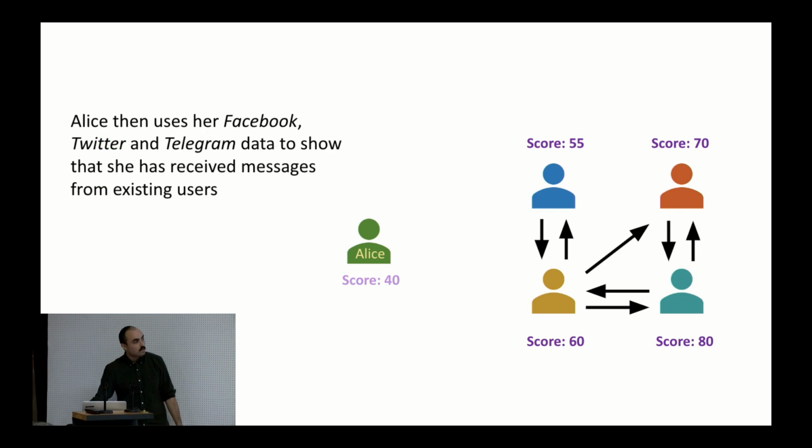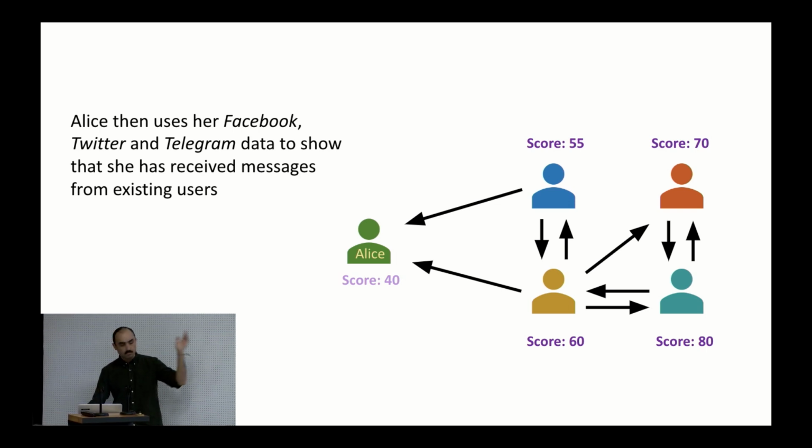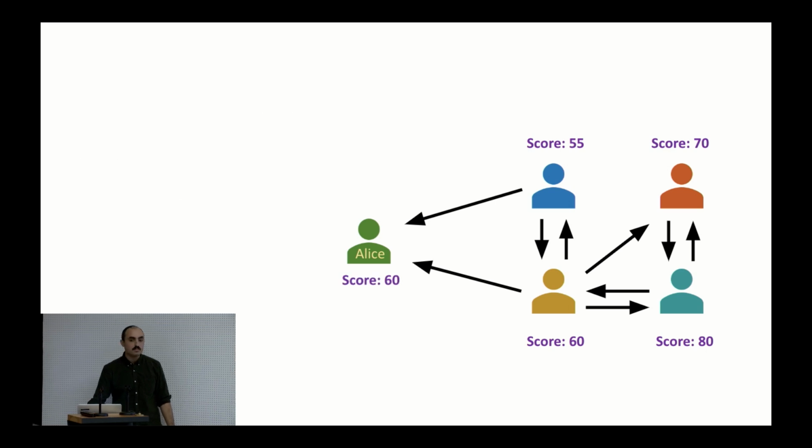Once she imports her, pretend this is an undirected graph, once she imports her social connections, she provably shows that person blue and person yellow had sent her a message, that updates her score to be higher.